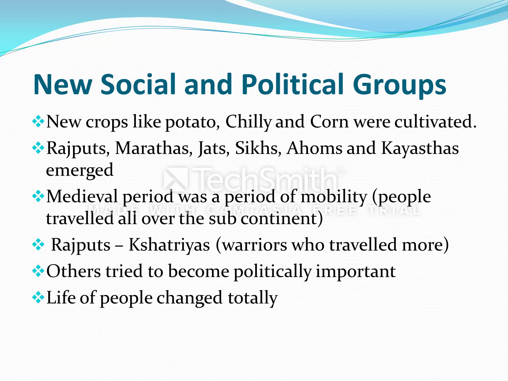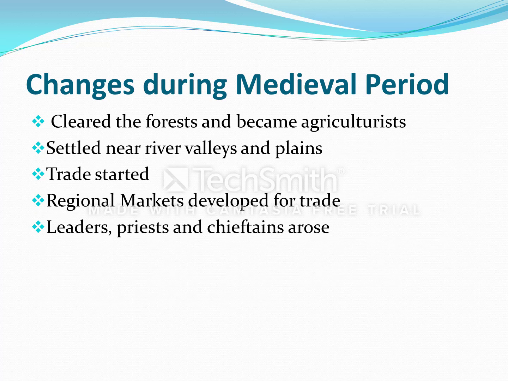Extreme courage and great sense of loyalty were the qualities of the Rajputs. Other groups such as the Marathas, Jats, Sikhs, Ahoms and Kayasthas also used the opportunities of the age to become politically important. People cleared the forest and extended agricultural lands. Changes took place in the lifestyle of people. The social and economic life also got changed.